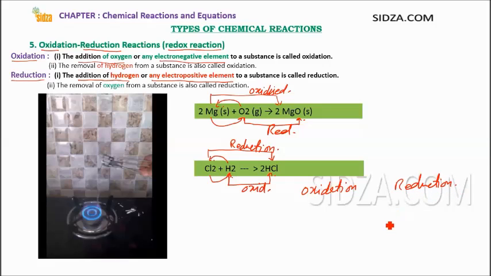What is oxidation? Oxidation is addition of oxygen, right? So I'll use the plus sign for addition. Therefore, addition of oxygen or any electronegative element is oxidation, right? And what is reduction?